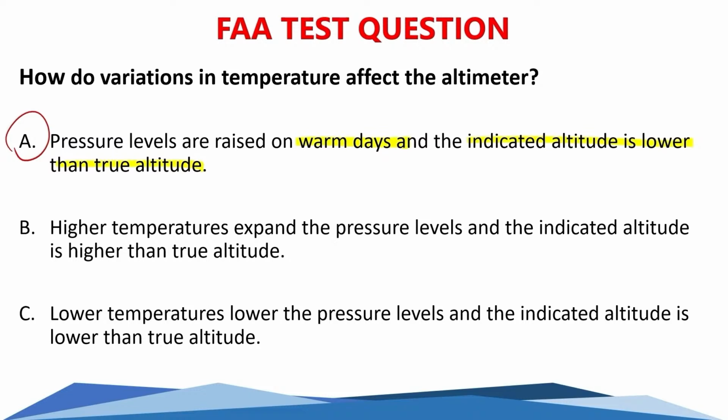So this is higher temperatures expand the pressure levels and the indicated altitude is higher than the true altitude. So it's basically the opposite of A, okay? And number one, this is usually the first one that people mistake, and I'll show you exactly the reason why. So once again, let's go back to the correct answer. On warm days, the indicated altitude is lower than the true altitude.